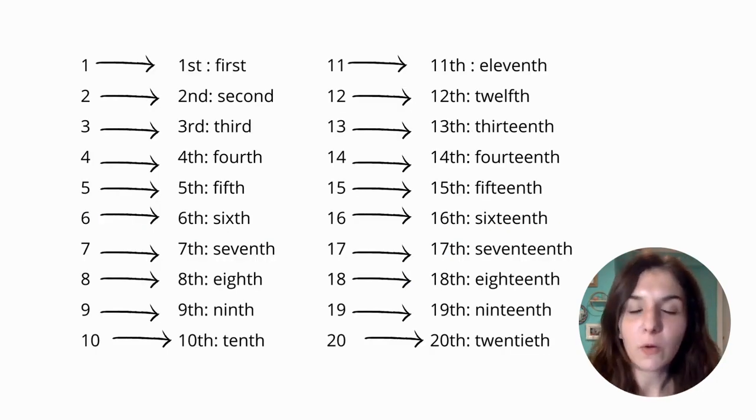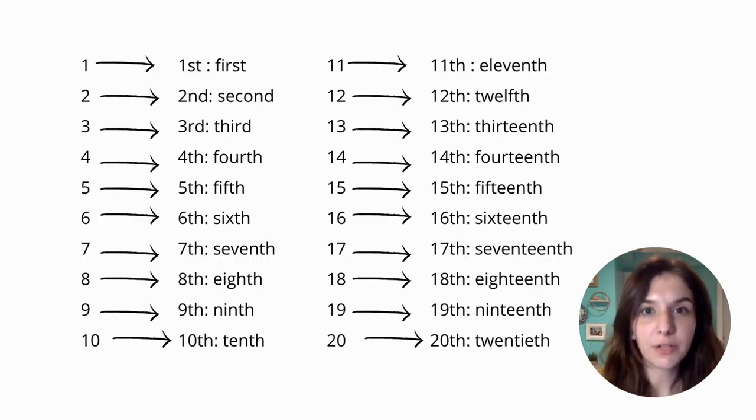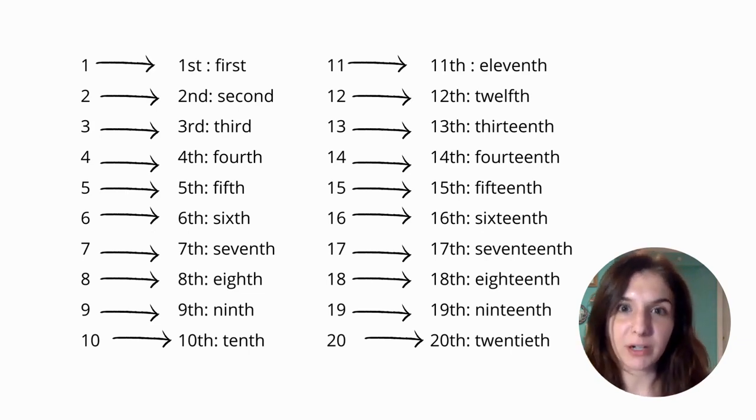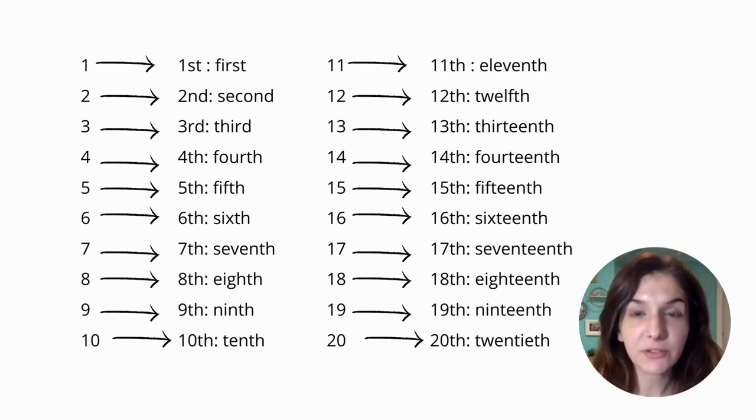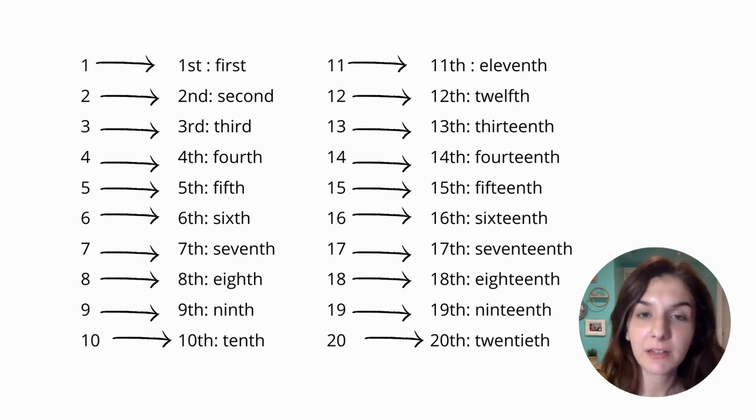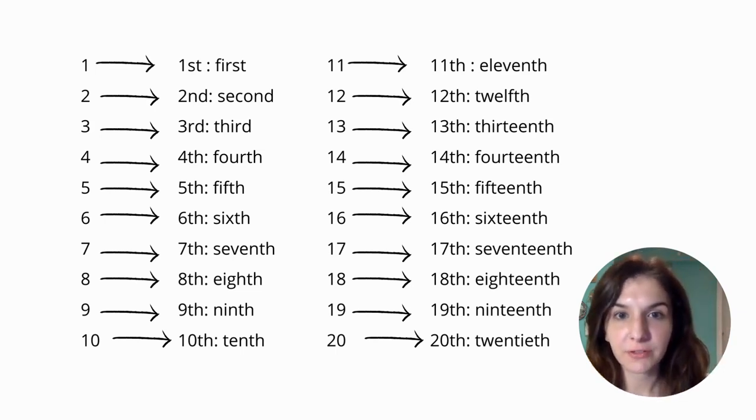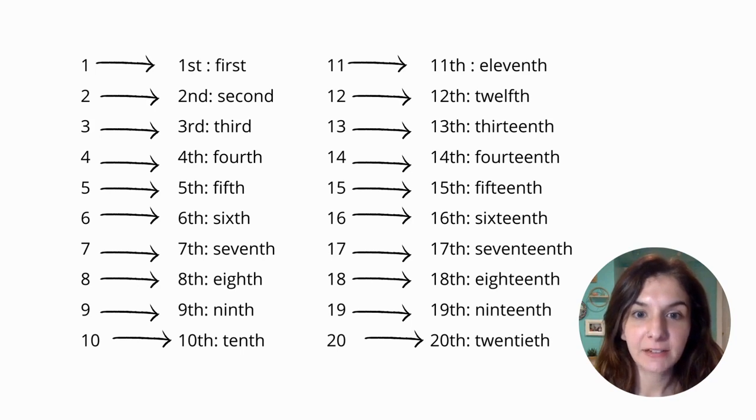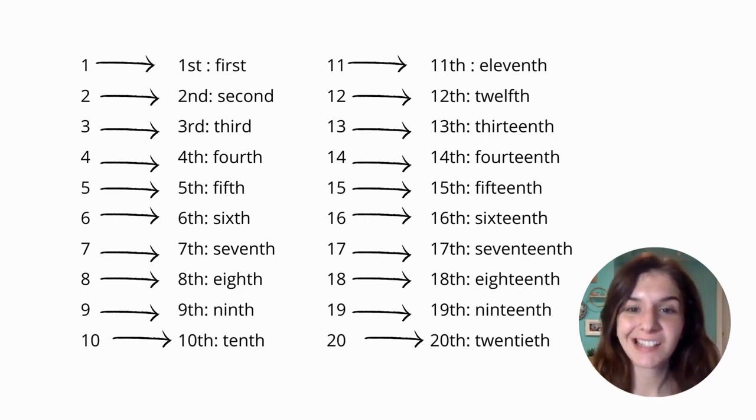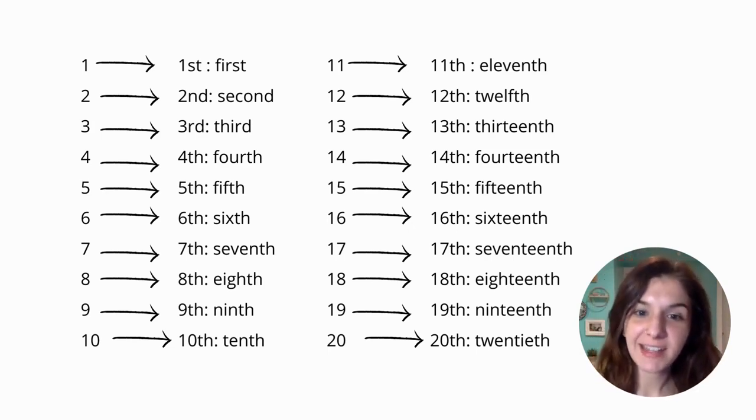So what are the ordinal numbers? Every cardinal number has an ordinal number equivalent. Now I'm going to read these just so you can hear what they sound like. Number 1, first. Number 2, second. Number 3, third. Number 4, fourth. Number 5, fifth. Number 6, sixth. Number 7, seventh. Number 8, eighth. Number 9, ninth. Number 10, 10th.